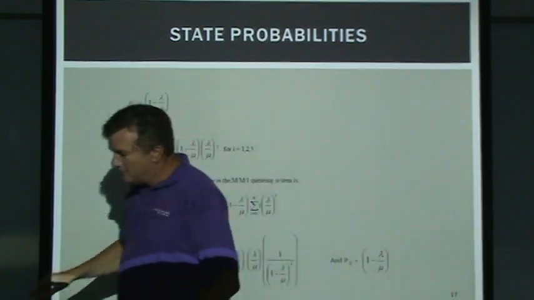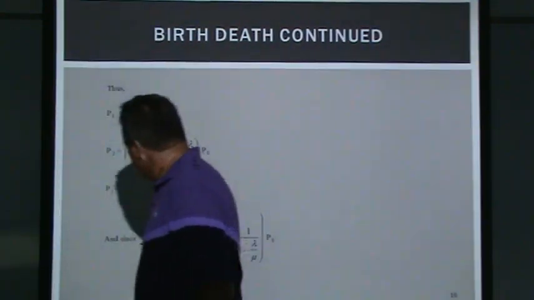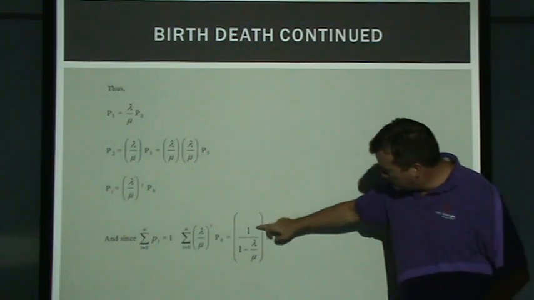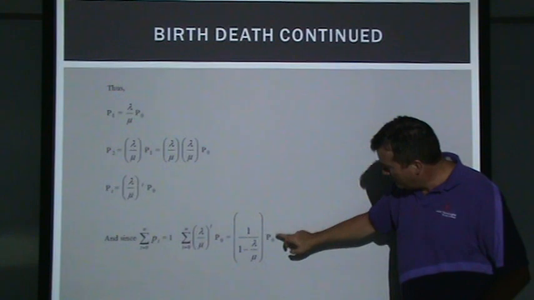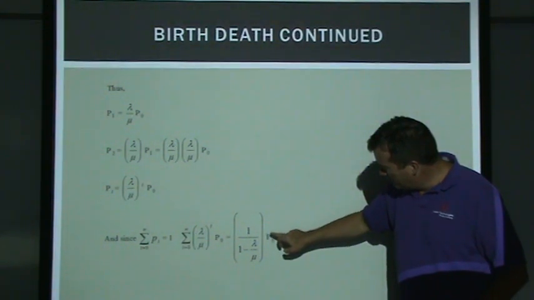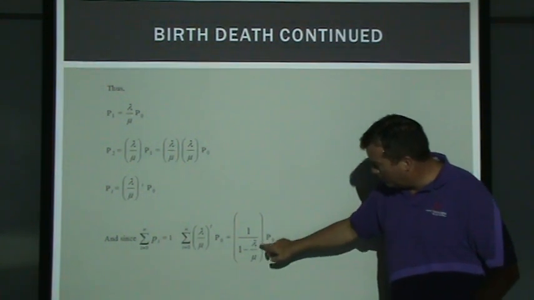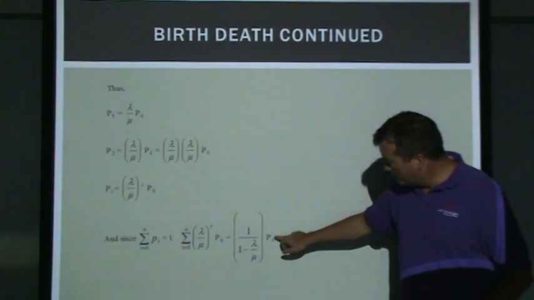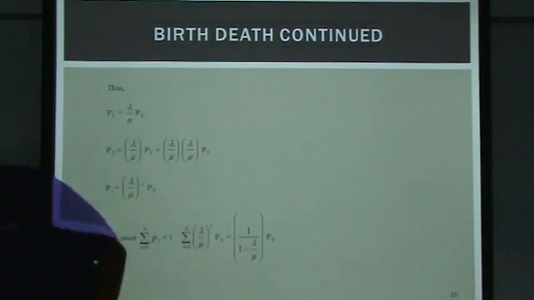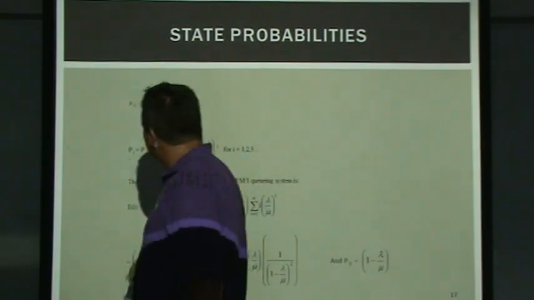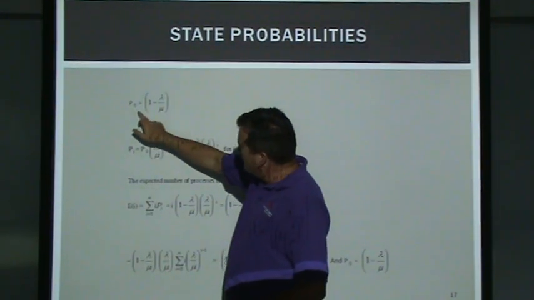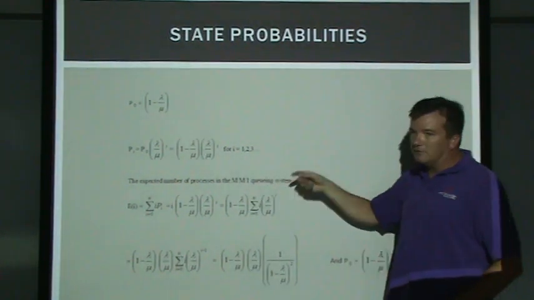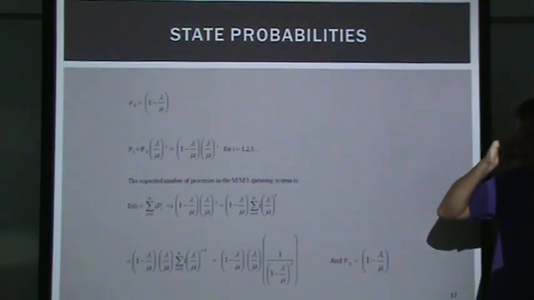So just to recap, the probability of being in state 0 ends up being 1 minus lambda over mu. This comes from this equaling 1. So if this equals 1, then P0 divided by 1 minus lambda over mu should equal 1, which means that P0 equals 1 minus lambda over mu. So this result, the probability of being in state 0 equals 1 minus lambda over mu, is a result of the last equation, but it's also intuitive.